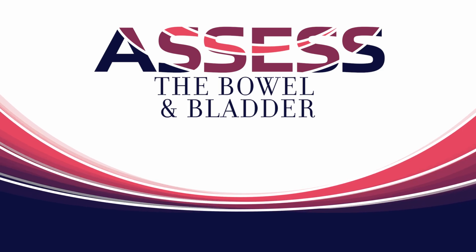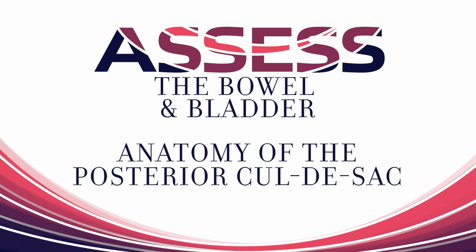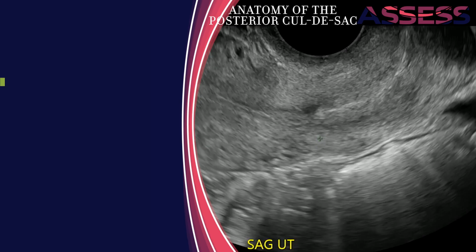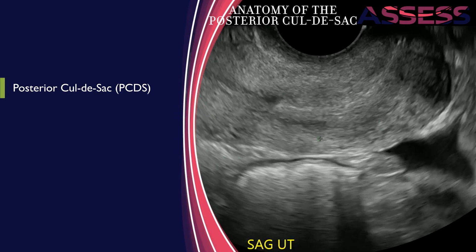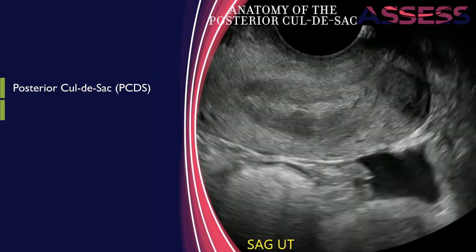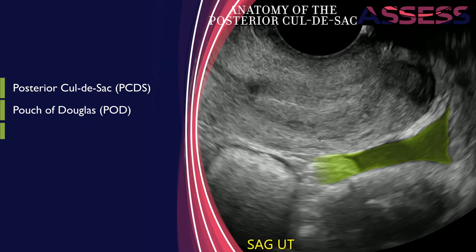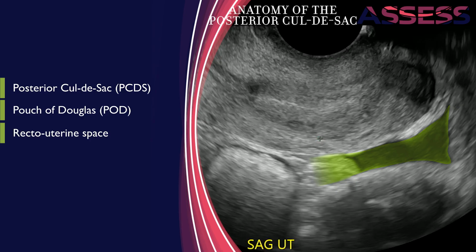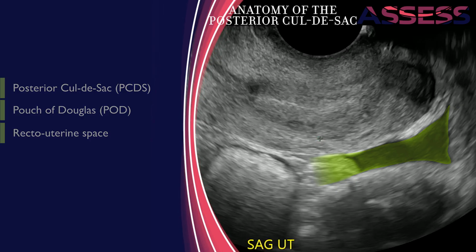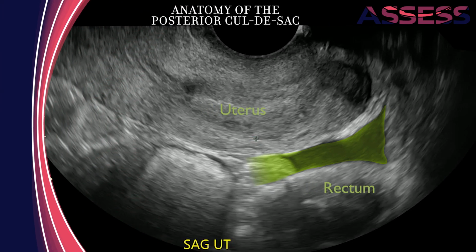Assess the bowel and bladder. Anatomy of the posterior cul-de-sac. The posterior cul-de-sac, PCDS, also known as the pouch of Douglas, POD, or recto-uterine space, is the space between the rectum and the uterus. It is an extension of the peritoneal cavity and is lined with peritoneum.